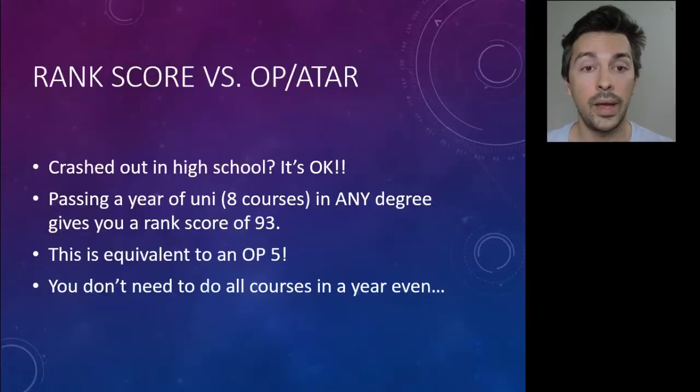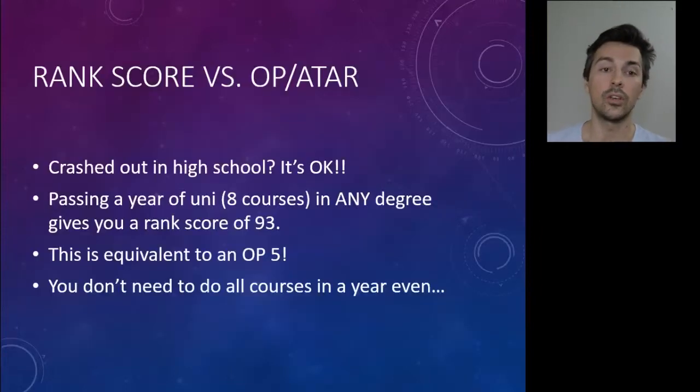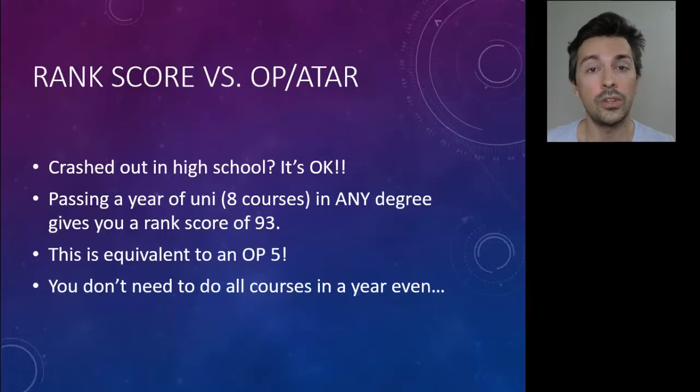Now I'm going to talk a bit about the OP score versus your rank score. If you didn't do too well in high school, it's okay. It might comfort you to know that just passing 1 year of uni can give you a rank score of 93, which is the equivalent of an OP5. The really cool thing about this is you don't even need to do all the courses in a year. You can spread it out across 2 or 3 years if you wanted to.